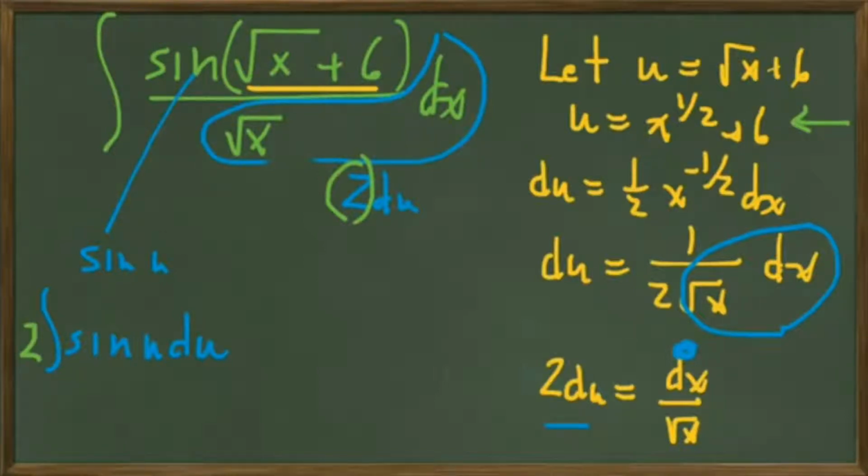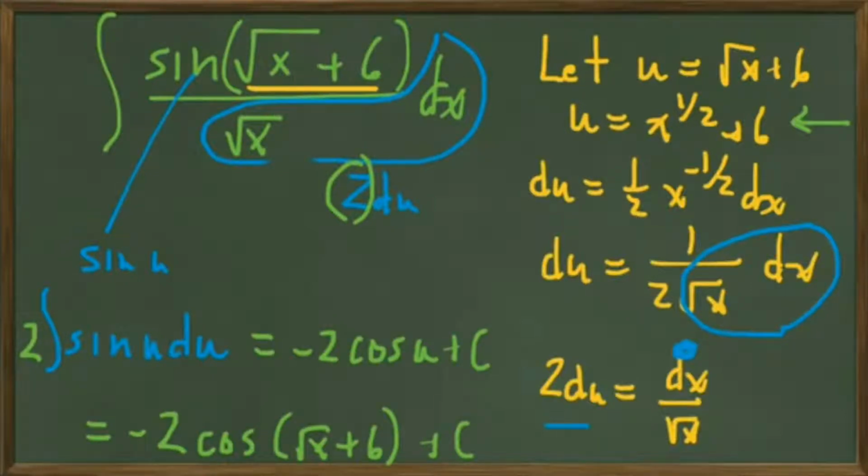This is a simple integral in the sense that we haven't talked about the integral of sine before, but we're looking for a function that is the antiderivative of sine. What function has derivative sine? That would be minus cosine, right? So the antiderivative of sine is minus cosine, and the 2 remains, and then we substitute back in for u, square root of x plus 6, and we get our answer.